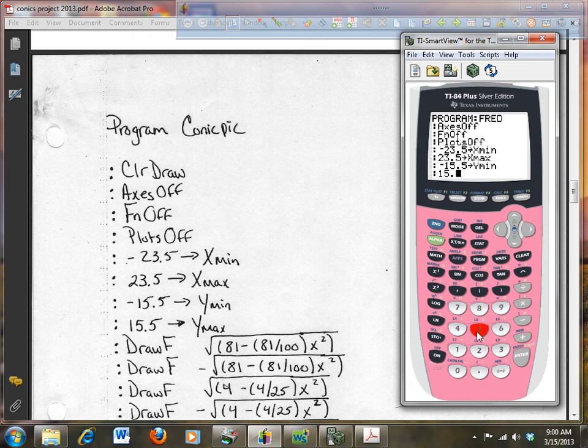15.5, but then I can't walk around. Store as bars, window. Okay. Y max.